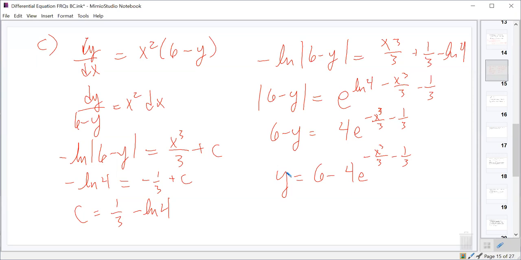Let's see here. 1 for separating the variables. 2 for the antiderivatives. 1 for the constant. 1 for finding the constant. 1 for solving.